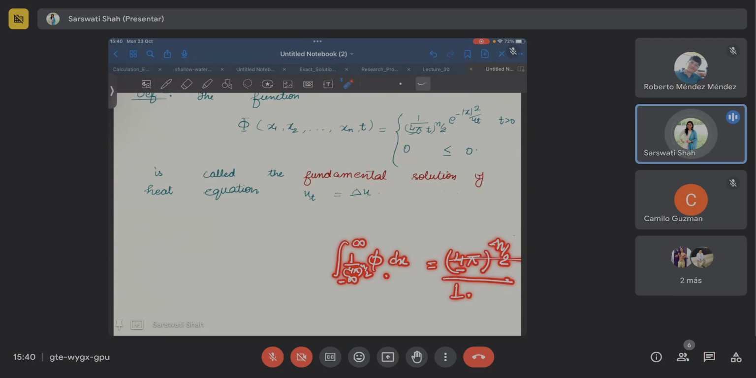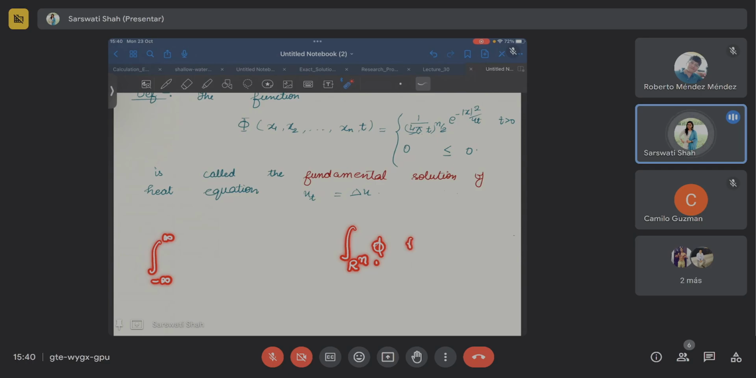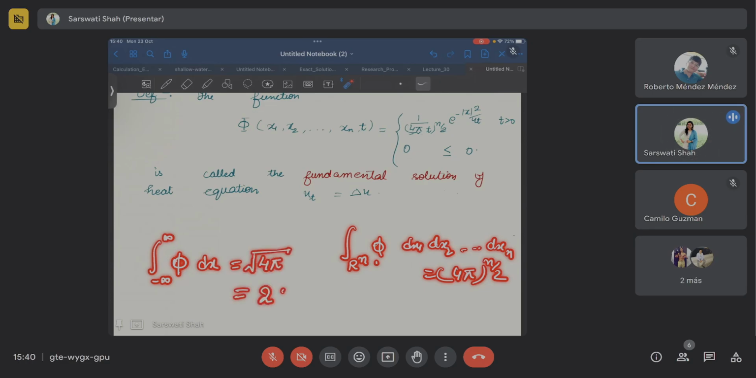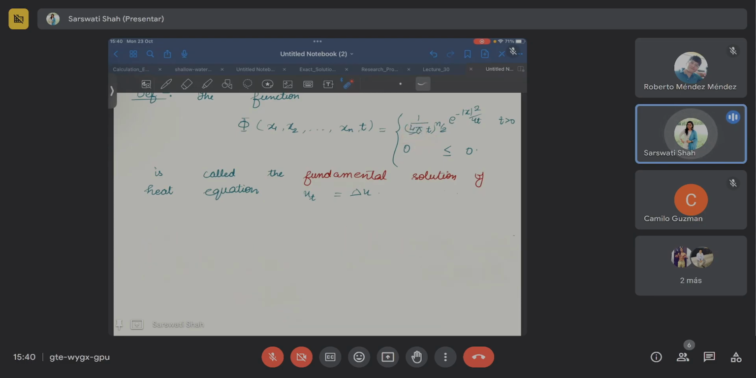Since it is really difficult to prove it in n dimensions, let's do it in one dimension. In n dimensions, it will be the integral over Rn of phi dx1 dx2 ... dxn, which is going to be 4 pi to the power n by 2, but in one dimension the integral of phi dx is going to be the square root of 4 pi, that is 2 square root pi, if you don't take the 4 pi here. So that's why we multiply by 1 over square root 4 pi, so that this becomes 1 and we call it a fundamental solution. So how it works, let's prove that.